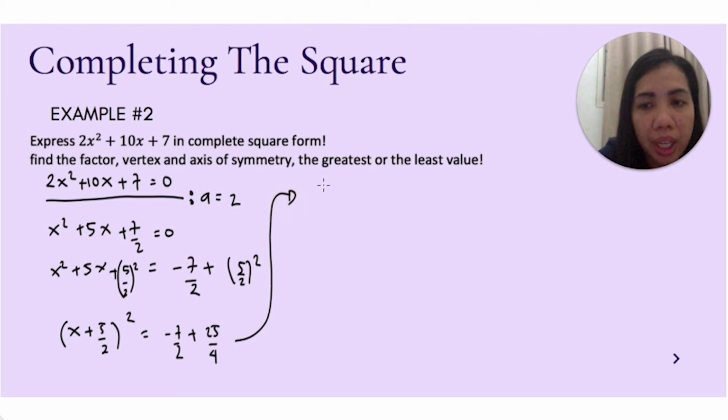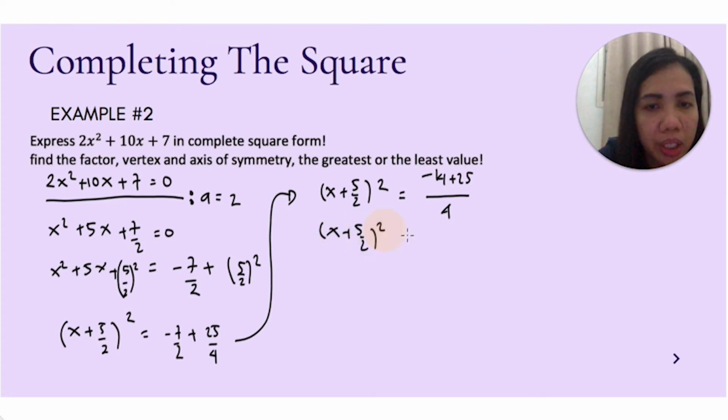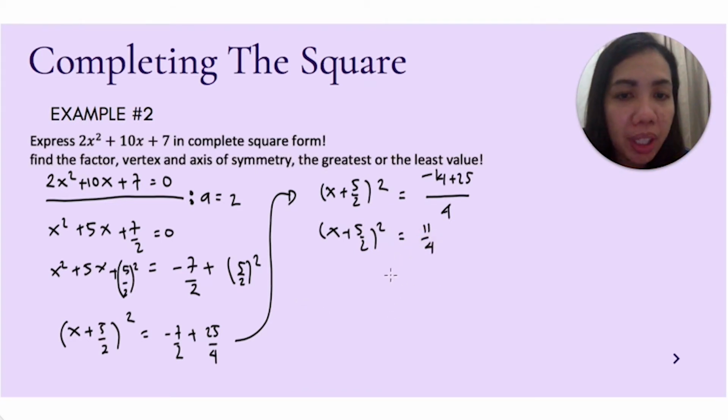Okay, in here we have x plus 5 on 2 squared equals to, okay, now here we just need to multiply this by 2 and multiply this by 2 so that we can have the denominator equal to 4. So minus 14 plus 25, and then the denominator is 4. In here we have x plus 5 on 2 squared equals 11 on 4. Okay, this is actually the perfect squared expression.